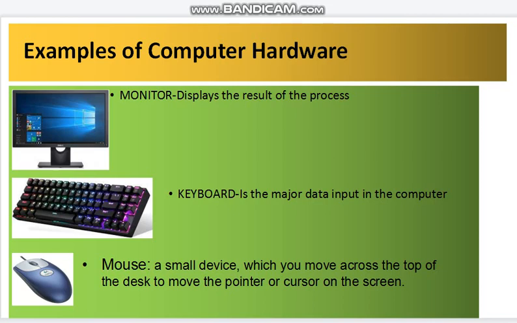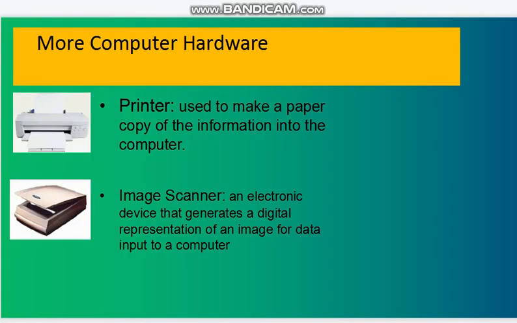Now let's talk about other computer hardware examples. The printer is used to make a paper copy of information from a computer. So a printer is a device that is used to turn a software document into a hard copy. This is also a device which you can say is an output device. It gives us the hard copy.